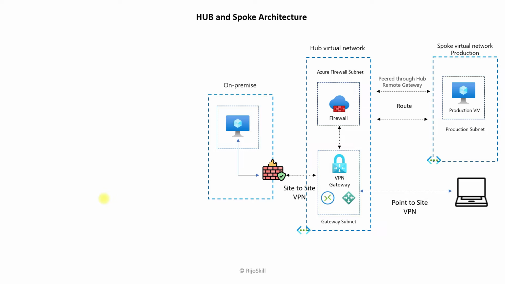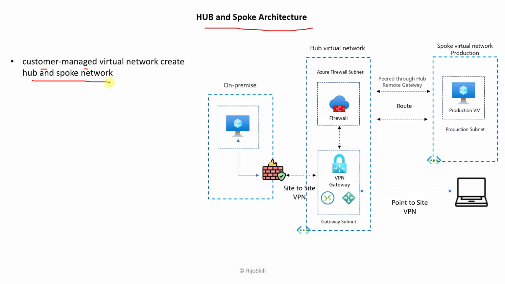First we will discuss the hub and spoke. You already know how to create the hub and spoke architecture. Hub and spoke architecture means the customer manages the virtual network and creates the hub and spoke network. When you create the hub and spoke architecture, you need to create your VPN gateway, your local network gateway connections and your UDR routes, and everything you need to create manually. It's not automated. And you also have some limitations in the hub and spoke architecture.